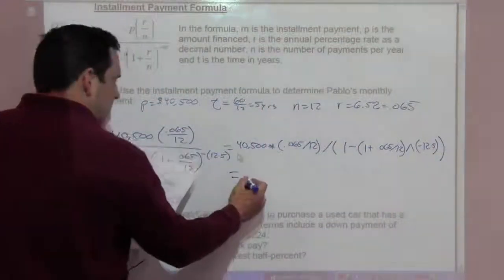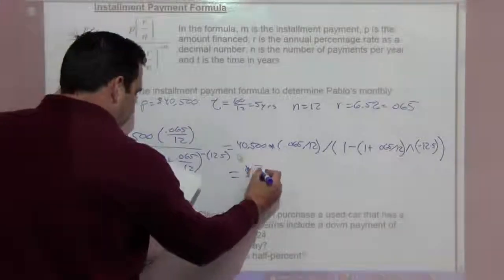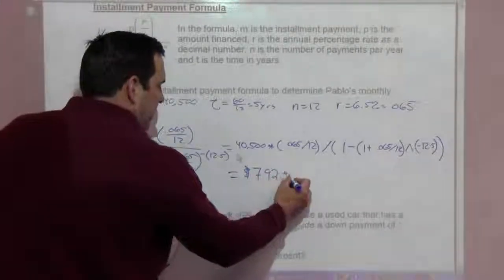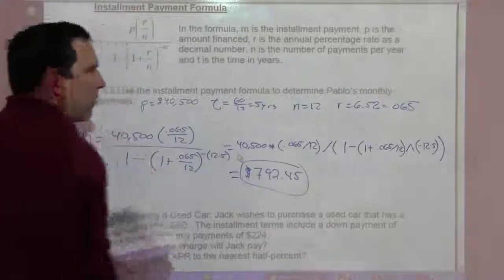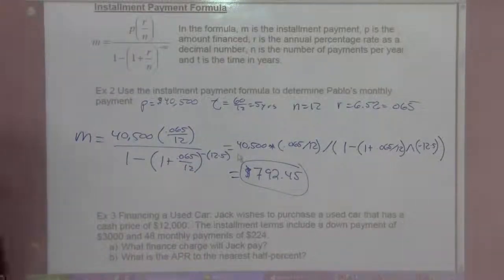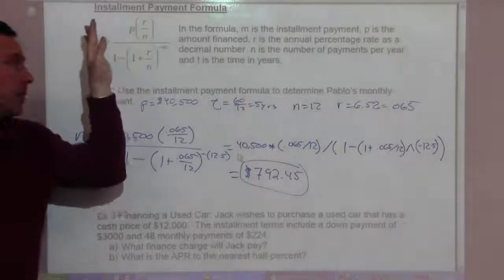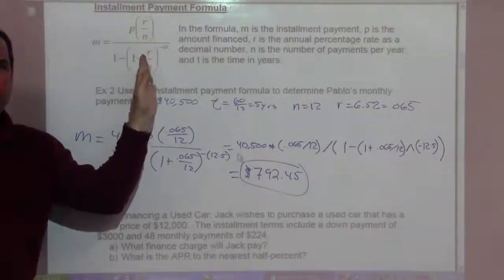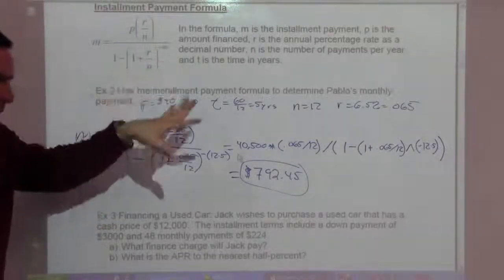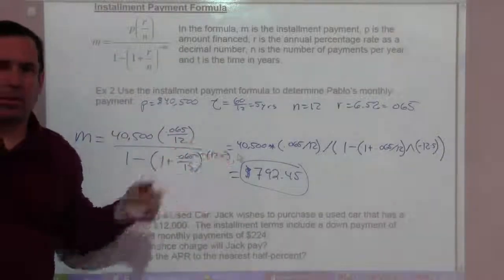And the result is, you might not be too surprised to see this, 792.45. The same thing we had from the table. So I really like the formula. It's a much better way to do this problem. So you see the table, you see the formula, you can make a decision about what you like more.